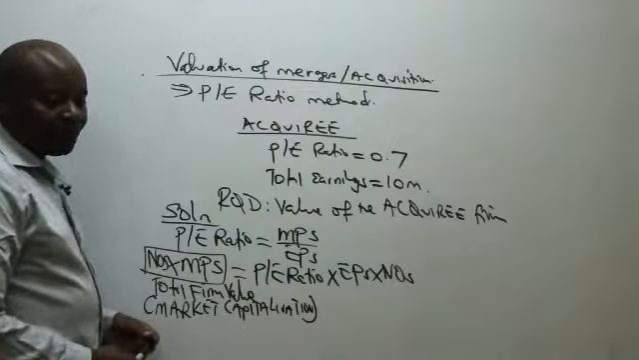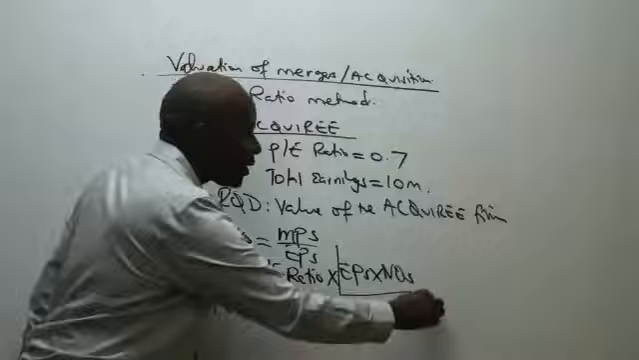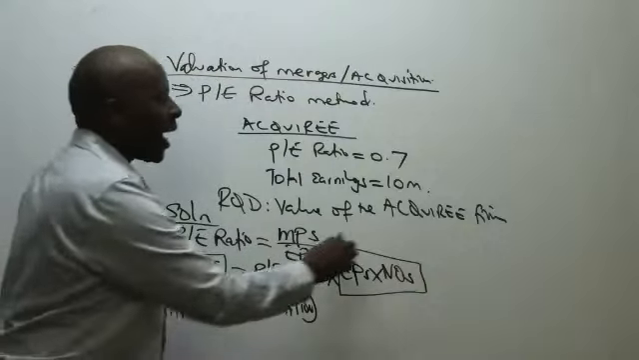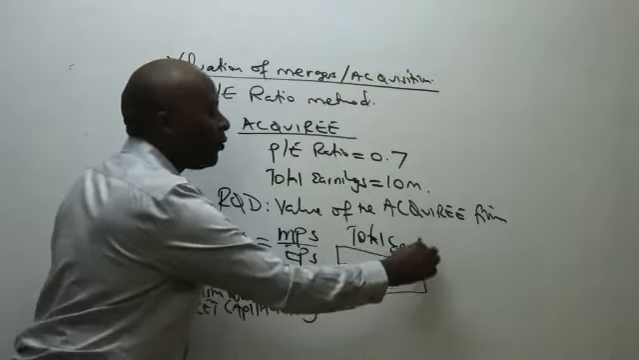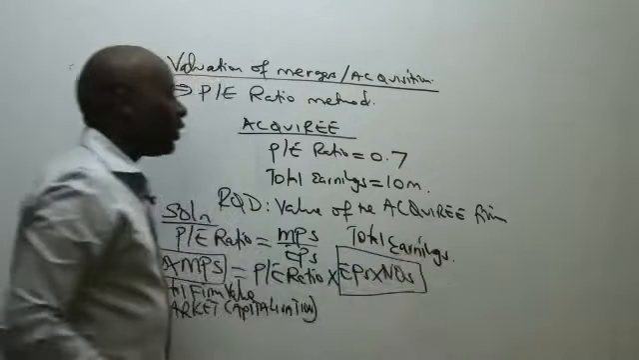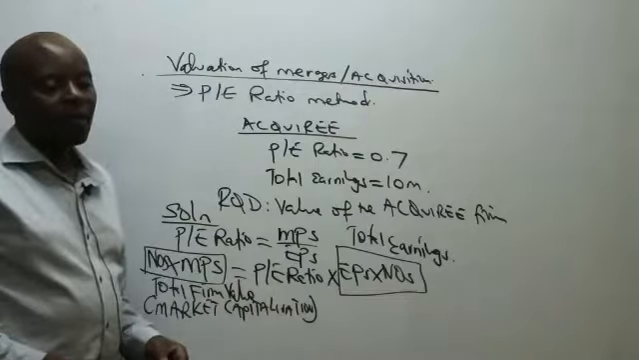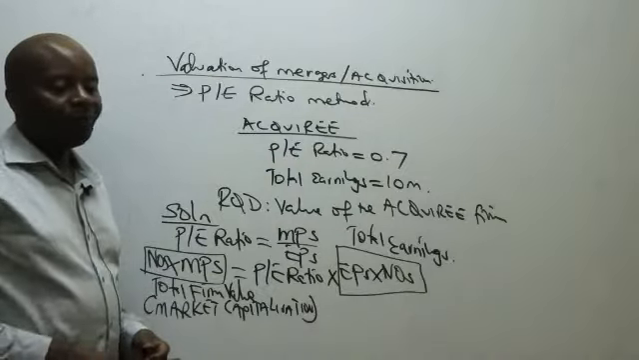And then, ladies and gentlemen, look at this other side. When you take earnings per share times the number of ordinary shares, what do you get? I get what we call the total earnings of the firm.